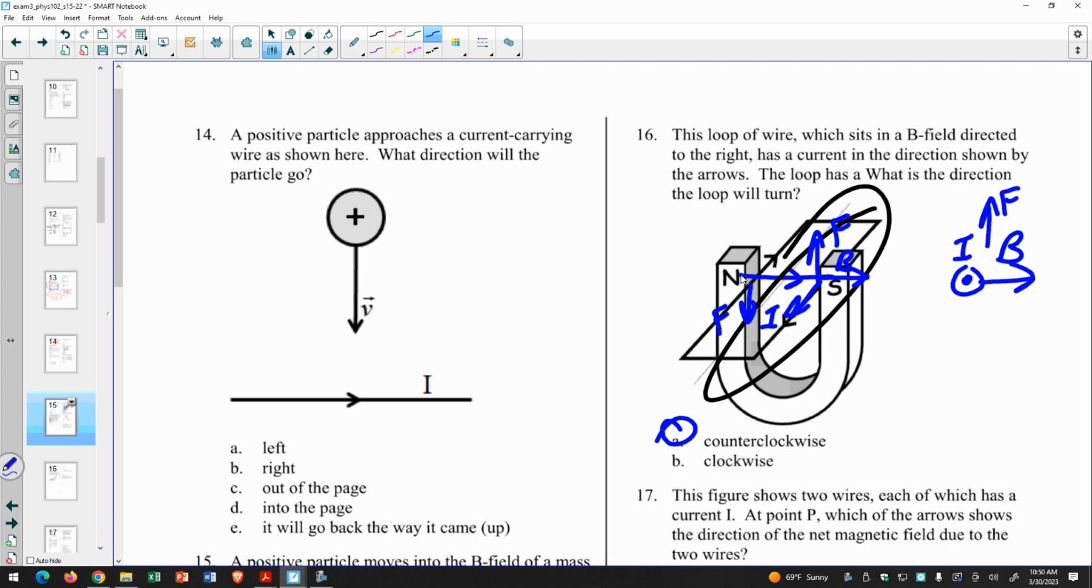Sometimes it's hard to see those three-dimensional vectors, but that's why this chapter is difficult, because you're thinking in 3 dimensions. But it's also why it's important. Okay.